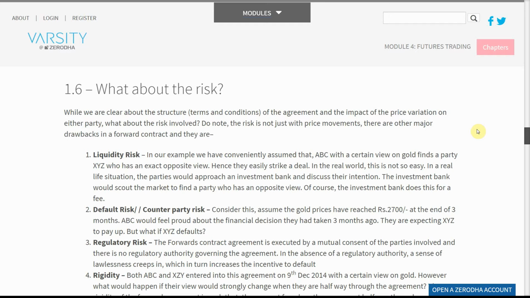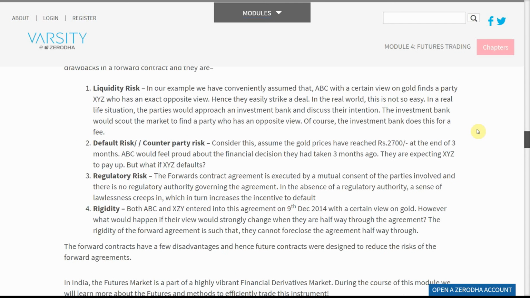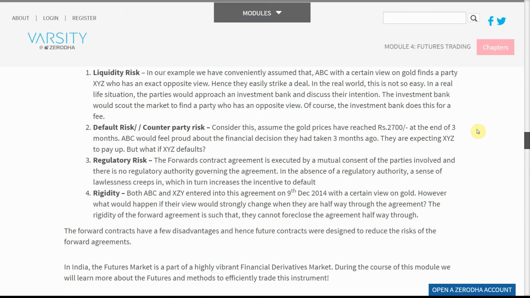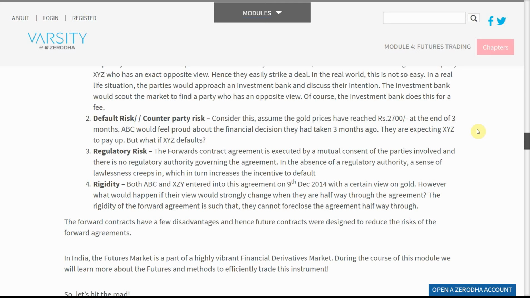In a real-life situation, the parties would approach an investment bank and discuss their intention. The investment bank would scout the market to find a party who has an opposite view. Of course, the investment bank does this for a fee. Default risk, or counterparty risk. Consider this. Assume the gold prices have reached 2,700 rupees per gram at the end of 3 months. ABC would feel proud about the financial decision they had taken 3 months ago. They are expecting XYZ to pay up. But what if XYZ defaults?